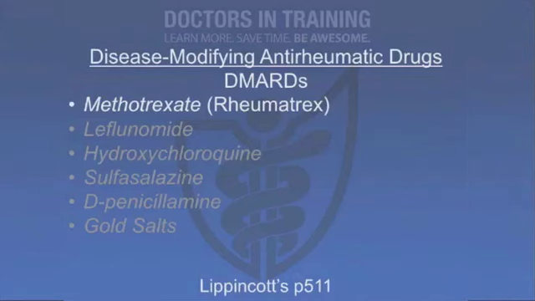So let's start with the first category of DMARDs. The first one that we'll talk about is methotrexate. The half-life of methotrexate is about 3 to 15 hours, and this one is a pregnancy category X. I won't talk about the pregnancy categories on all of the drugs, but there are some that you definitely should be aware are teratogens. So this is one of them, category X.